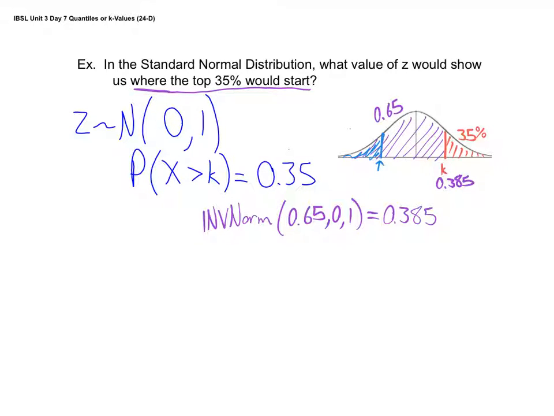By the way, without doing it on your calculator, what would you have gotten if you had punched in 0.35? The opposite of that. It would have been a negative 0.385. If we would have put in 0.35 instead of 0.65, we would have gotten a negative 0.385, because we would have gotten 35% below instead of 35% above. But if you catch yourself doing it, you don't have to recalculate it, you can just understand it.